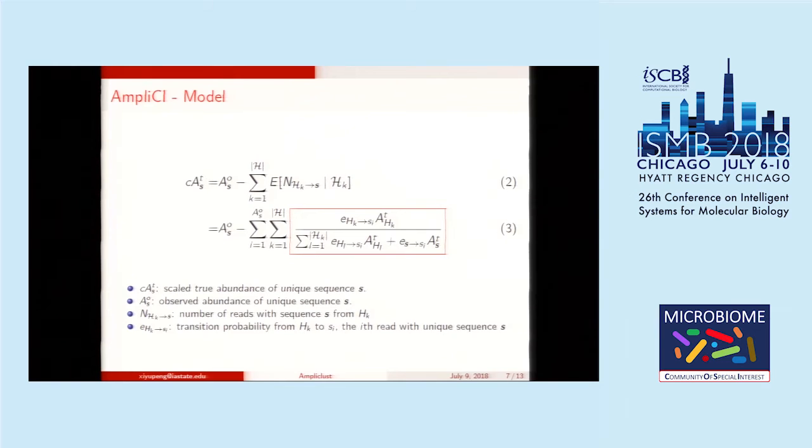Now here is our model. I like to call the overlap the scaled true abundance of the unique sequence, and it should be equal to the observed abundance of the unique sequence minus the number of reads that come from the other haplotypes.